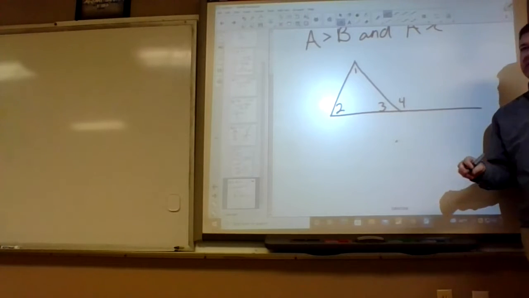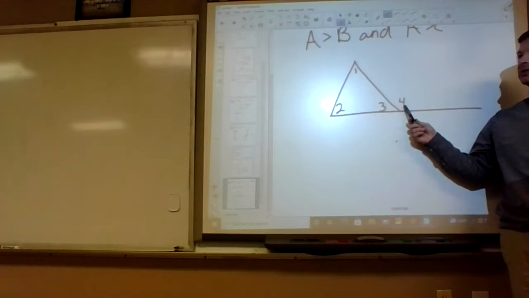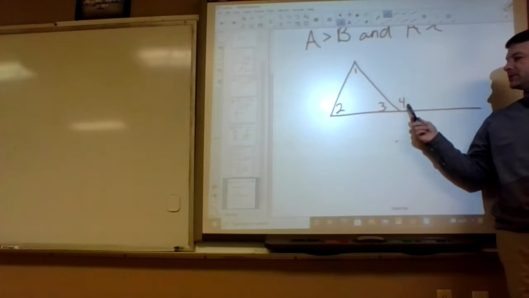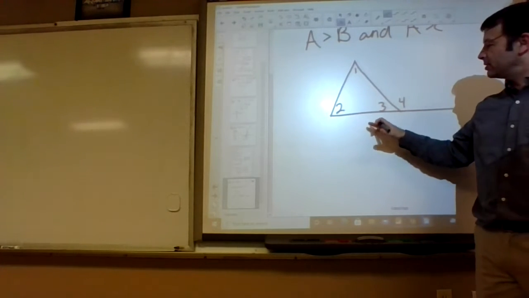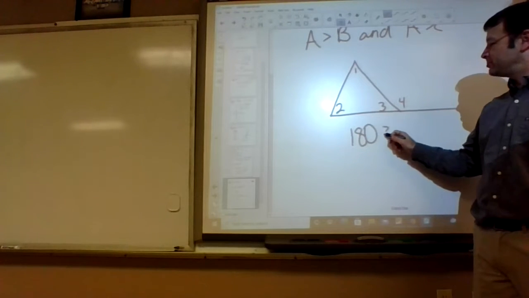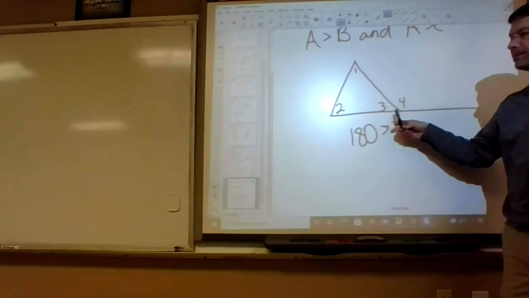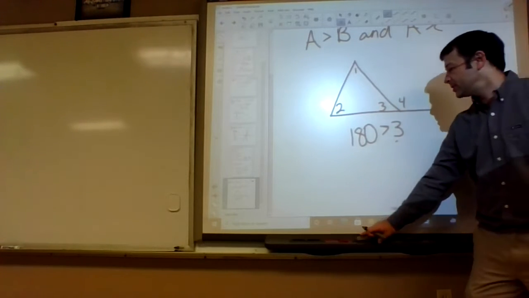What do I know about some of these angles? 3 plus 4 equals 180. 3 plus 1 plus 2 equals 180. So 4 is equal to 1 plus 2. I know that 180 has to be bigger than angle 3, for example, because 3 plus 4 is 180.